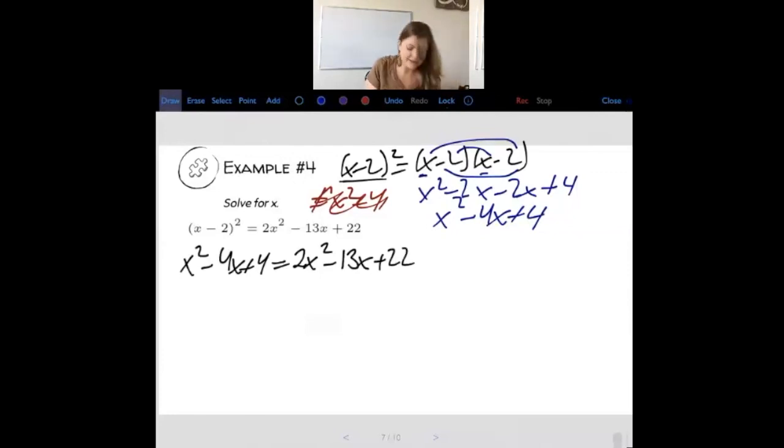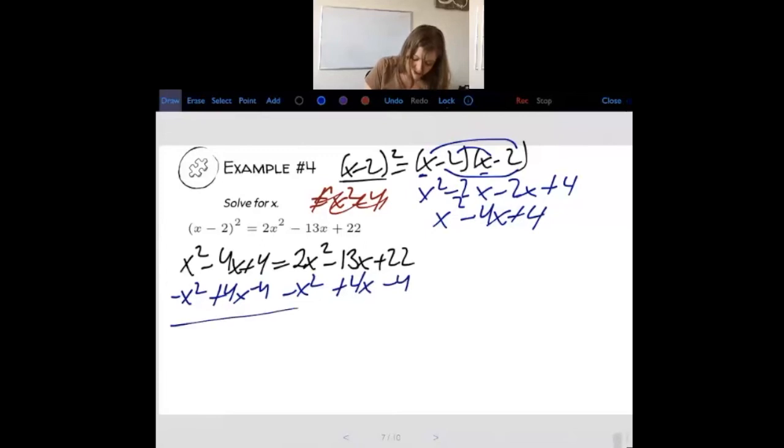Okay, again, I keep my x squared positive, so when deciding whether to move the 2x squared to the left or the x squared to the right, I'm going to look at which one keeps my x squared positive, and that would be by moving everything from the left-hand side to the right-hand side. So we subtract x squared. I highly recommend lining up your terms so that way when you go to see what you have, you can just combine like terms. So on the left, everything cancels. x squared minus x squared, negative 4x plus 4x, and 4 and negative 4. So we have 0 is equal to x squared minus 9x plus 18.